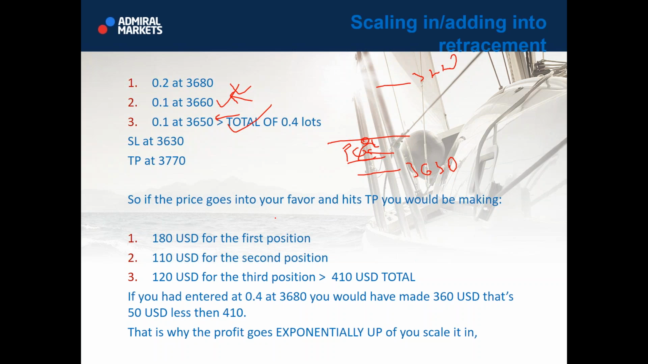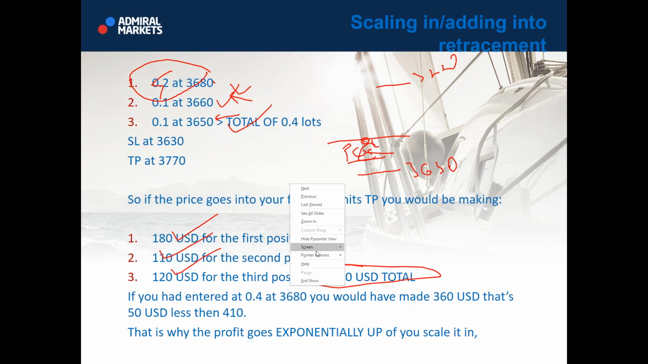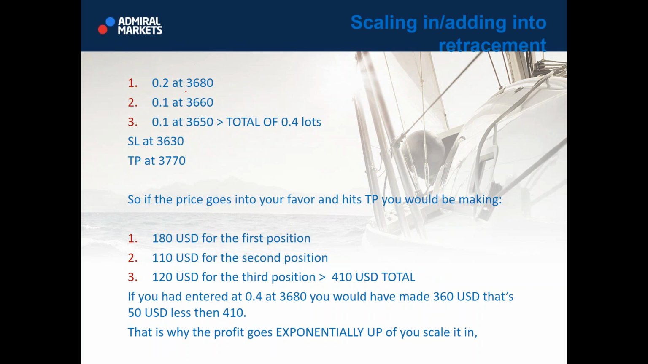Now, if the price goes in your favor, you would be making $180 for the first position, $110 for the second position, $120 for the third. It's a total of 410, guys. Now, if you had entered the full 0.4, so this is the only trade you made with 0.4, you would have made 360, which is $50 less than if you divided your trades like this. So that is why the profit always goes exponentially up if you scale in.